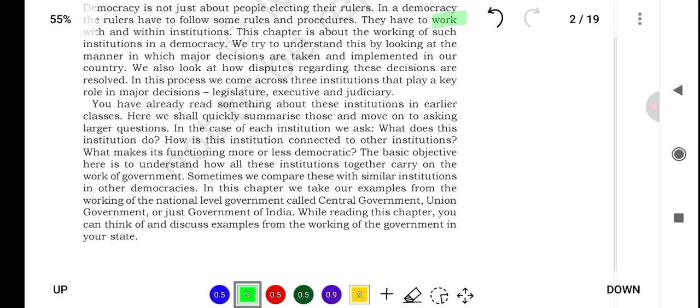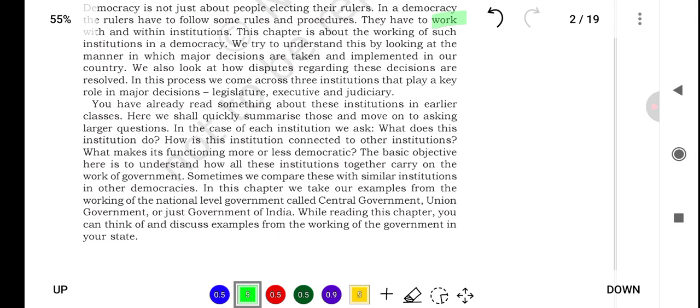In this process, we come across three institutions that play a key role in major decisions: legislature, executive, and judiciary. You have already read something about these institutions in earlier classes. Here we shall quickly summarize those and move on to asking larger questions. In the case of each institution, we ask: what does this institution do? How is this institution connected to other institutions? What makes its functioning more or less democratic? The basic objective here is to understand how all these institutions together carry on the work of government.